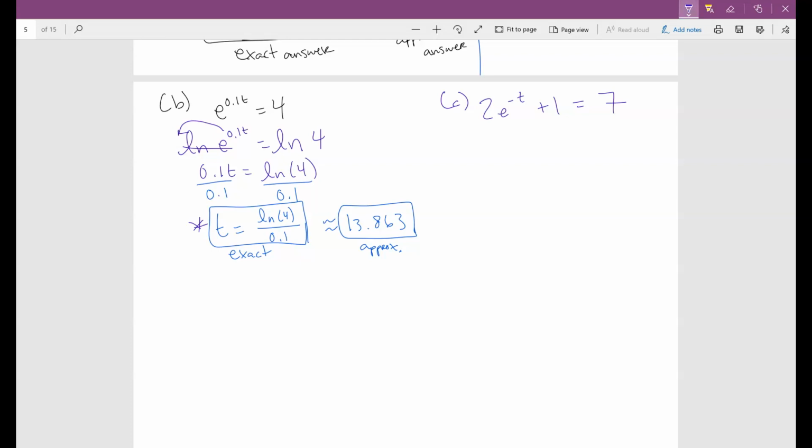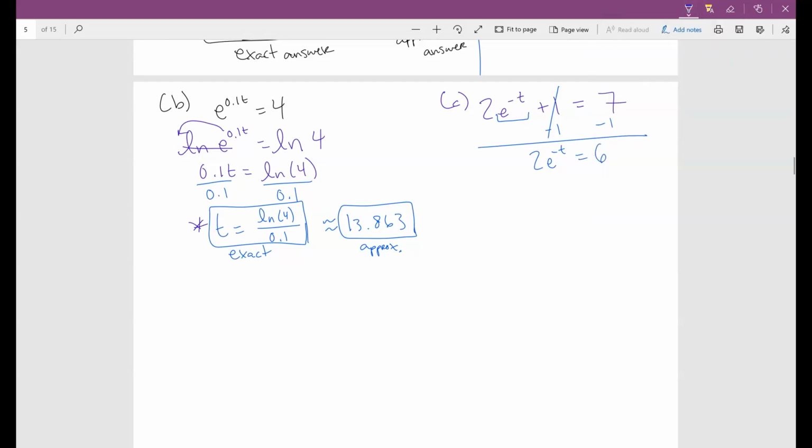So we need to isolate the exponential. So we need to isolate this guy. This guy is my exponential, so I need to isolate it. So let's move the 1 over. So you're going to have 2e to the negative t is equal to 6.